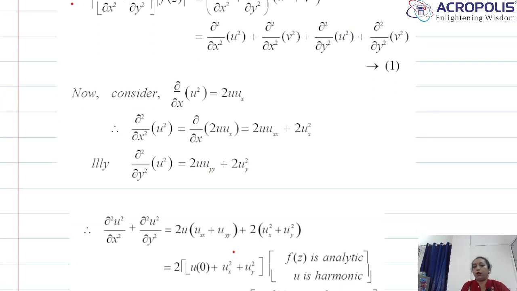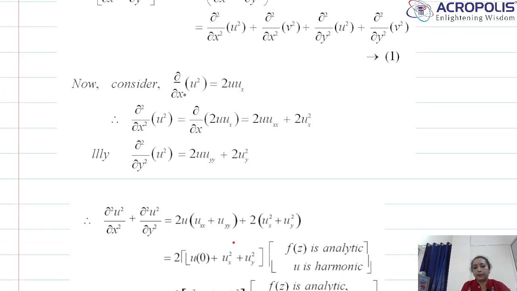So if we differentiate all these values, we get ∂/∂x of u² equal to 2u ∂u/∂x, that is u_x, and ∂²/∂x² of u², which is the derivative of 2u·u_x with respect to x, gives us 2u ∂²u/∂x² plus 2(∂u/∂x)². Similarly, ∂²/∂y² of u² will become 2u times the double derivative of u plus 2(∂u/∂y)².